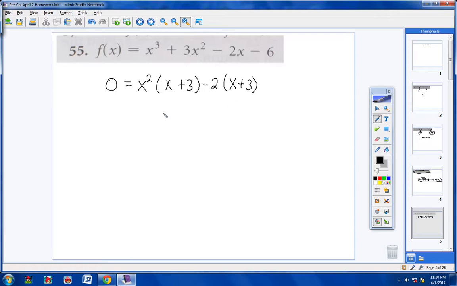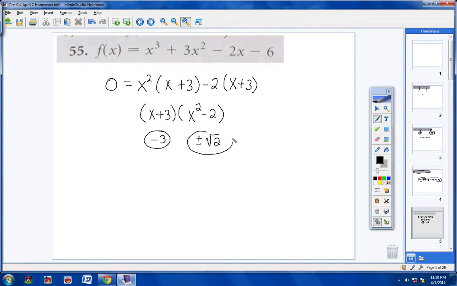Okay, so you write your matching parentheses once, x plus 3, and then your leftovers would be x squared minus 2. Now, if I take this group here and set it equal to 0, I will get a negative 3. If I take this group here and set it equal to 0 and solve, I will get plus or minus the square root of 2. We should know how to do that by now.